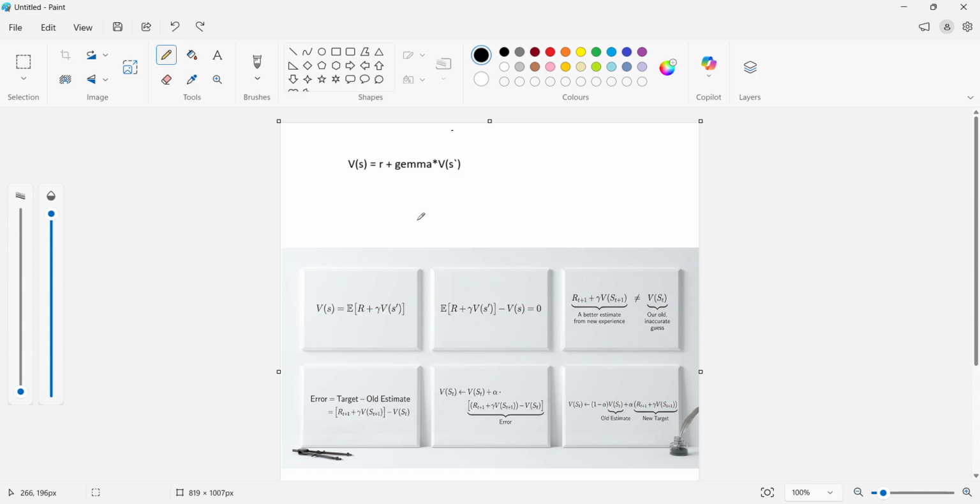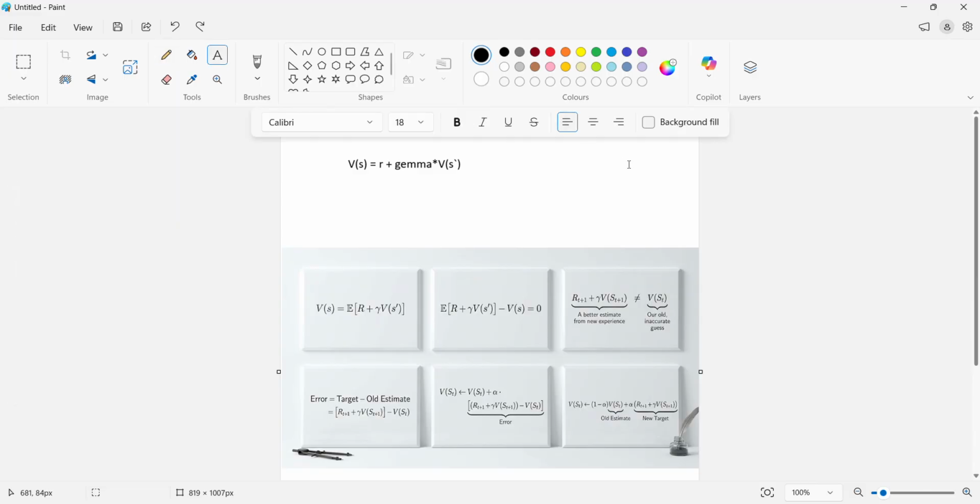Hi everyone. In the last video lecture, we saw how we can use the Bellman equation in order to estimate the value of a state. Now, I want you to understand how we update the value of a state when we have new information about the environment.